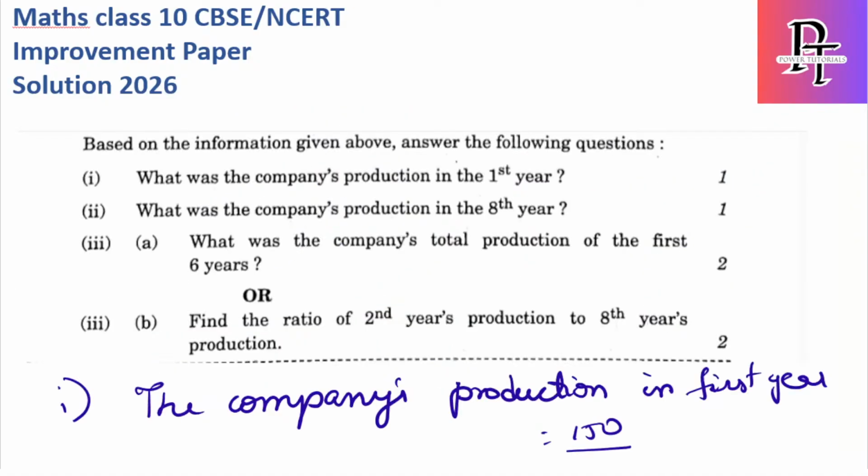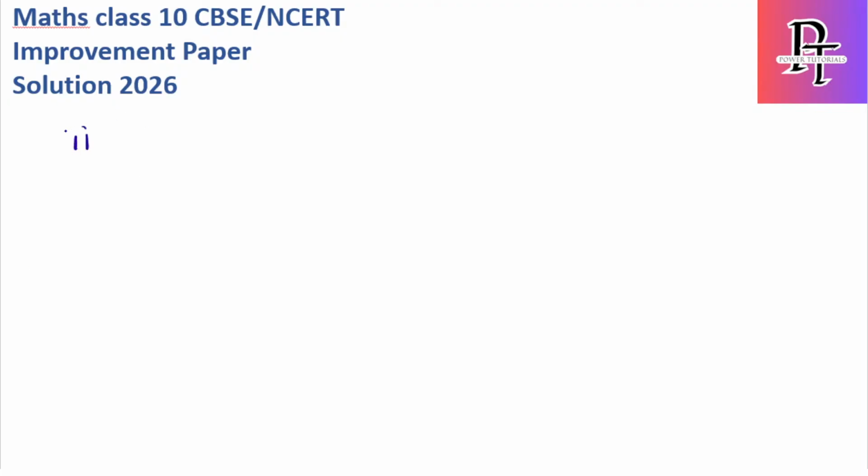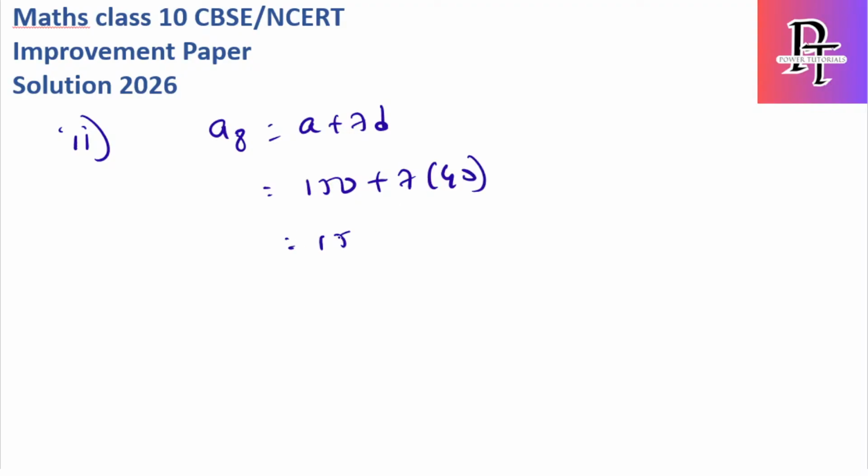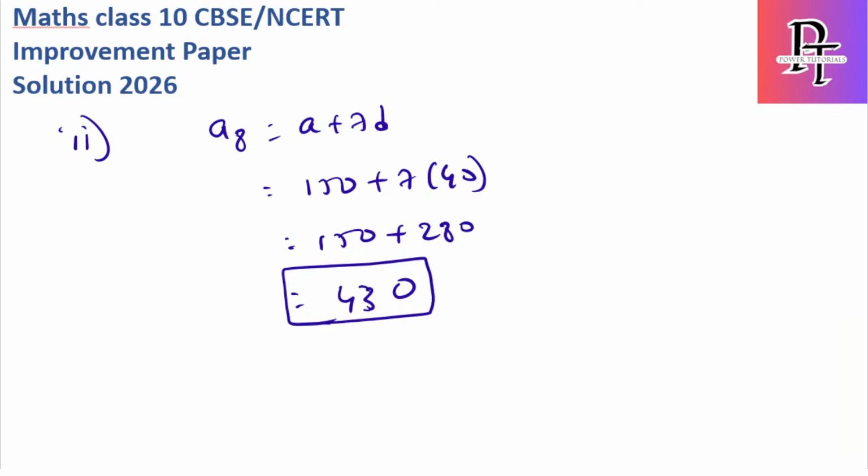What is the company's production in 8th year? So for 8th year is A8. A8 is nothing but A plus 7D. So let's use the values. A is 150 plus D into 40. So it is 150 plus 7 into 40, which is 280. So you'll get the answer as 430 is the production value in 8th year.